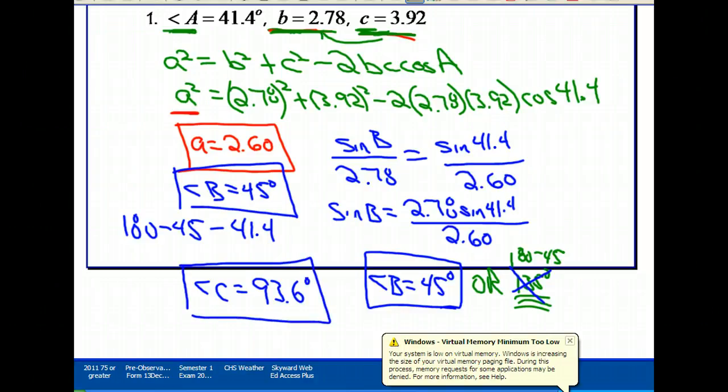I wouldn't have known what to take. So very important, use law of sines to get the smaller angle. And then there's no ambiguity, no way it would ever be that second quadrant. So there we go. We've solved the triangle.